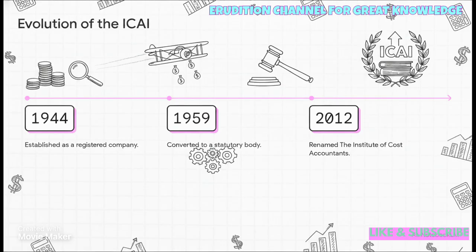Over time, this necessity evolved into a highly structured profession. In India, for example, serious cost consciousness really took shape during World War II, when the government had to verify cost structures for defense contracts. This actually led to the Institute of Cost and Works Accountants of India being established in 1944 as a registered company. Fast forward to 1959, an Act of Parliament converted it into a statutory body. And then finally, in 2012, it got its current name, the Institute of Cost Accountants of India, or ICAI.